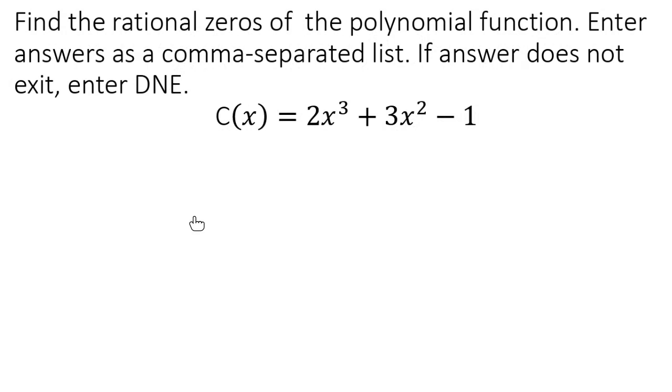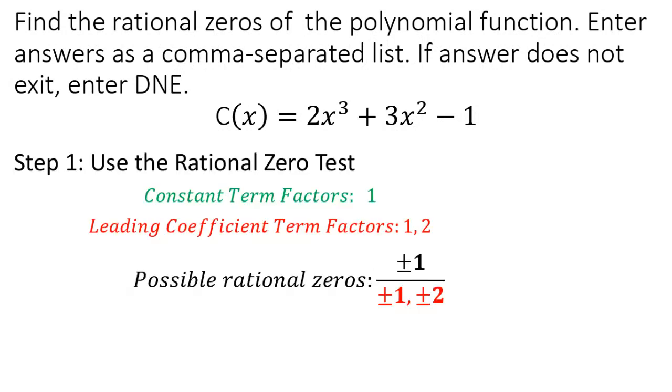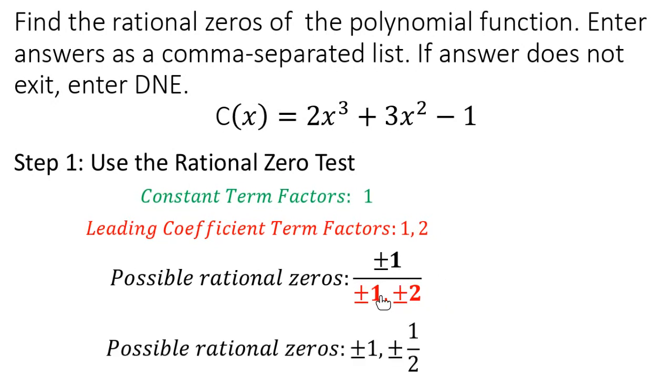Okay, so let's try another example here. We're going to first use the rational zero theorem. We have the factors of negative 1, which is plus or minus 1. The factors of 2 are 1 and 2. Then we divide them. 1 divided by 1 is 1, and 1 divided by 2 is a half. So these are the possible zeros.